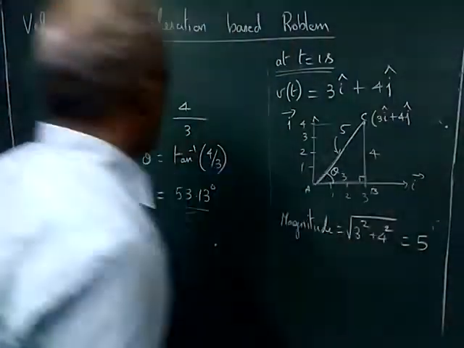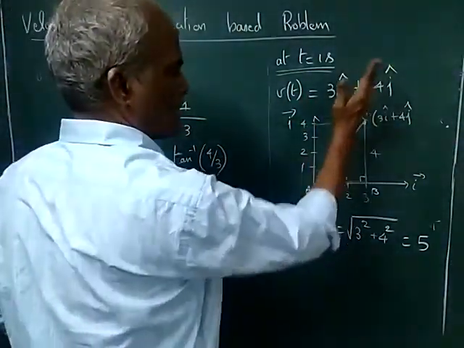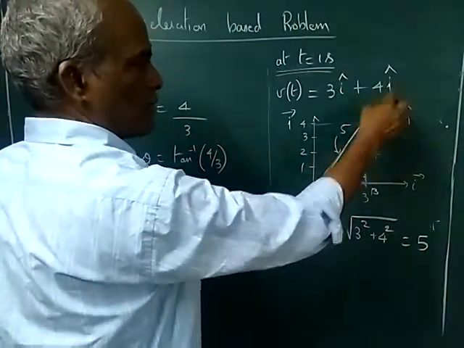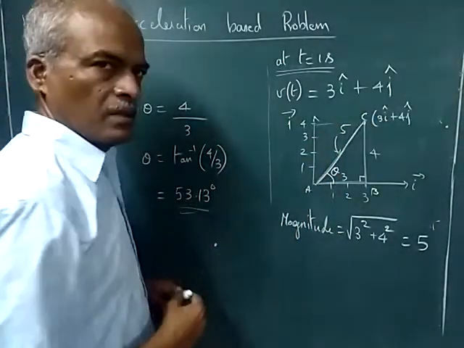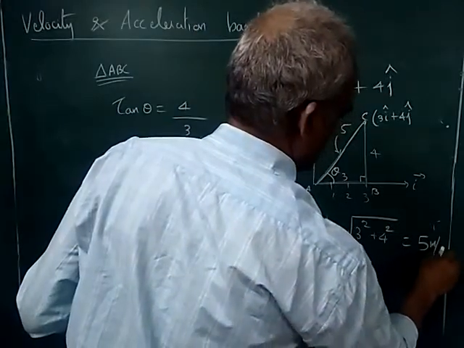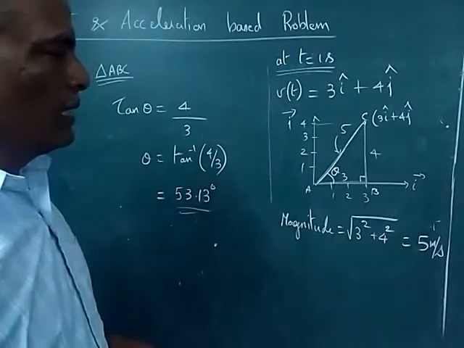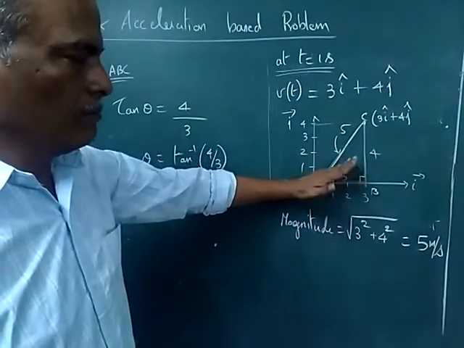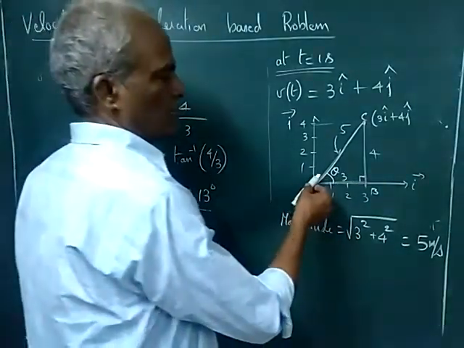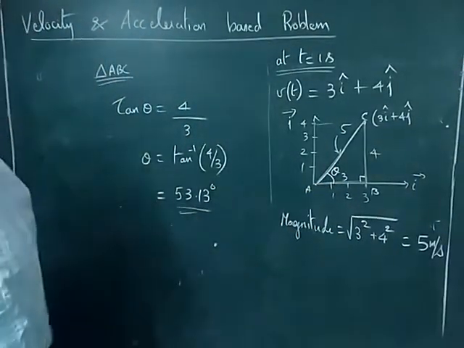Now the resultant velocity is directed in this direction. We know the direction now, which is 3 i cap plus 4 j cap. The magnitude of this velocity is 5 meters per second, and the angle from the x axis is 53.13 degree. That is, the velocity is acting in this direction. The angle is 53.13 degree.